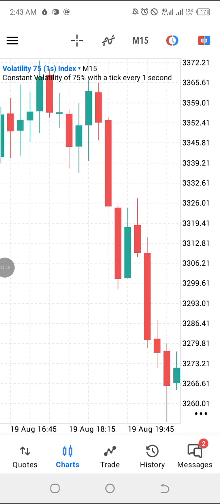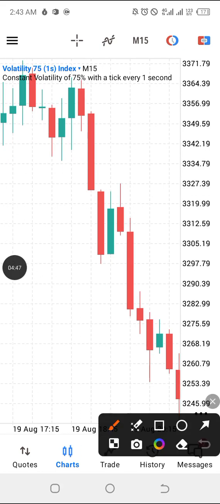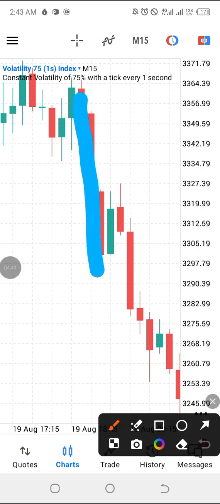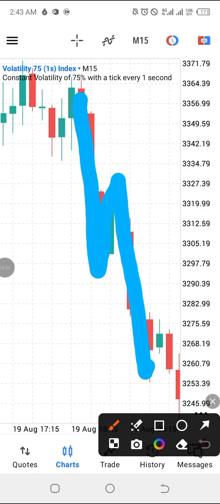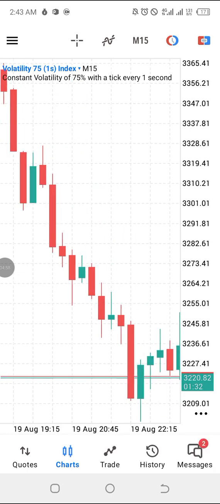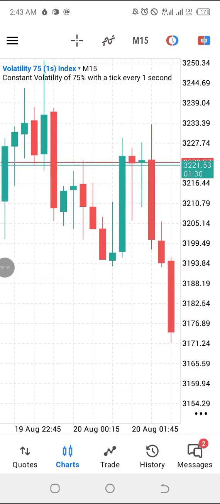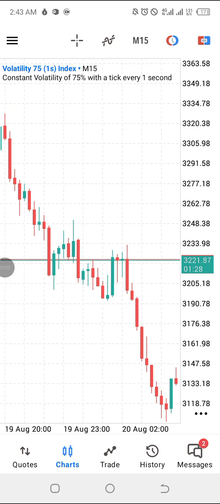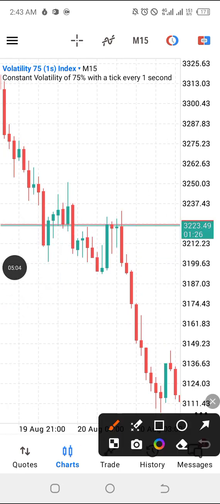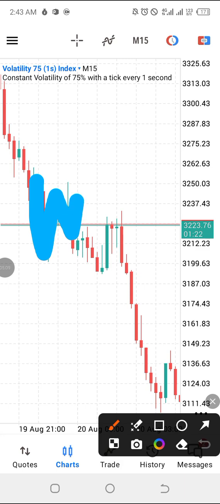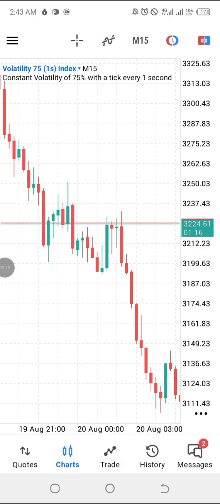Okay, so look at impulsive move. Then this bullish green candle appeared, retracements, impulsive move, green, retracements. Okay, look at again, impulsive move, retracement, impulsive move, retracement, so this is the way downtrend structure is.